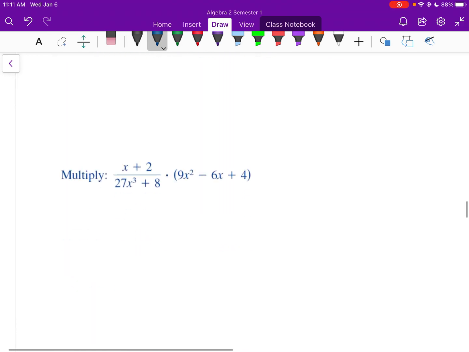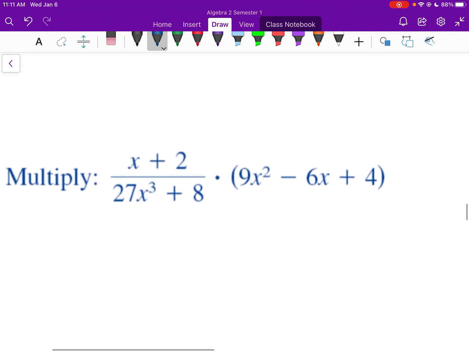Okay, so now, same thing. Multiplying, still need to factor. So I'm just going to go to each term and factor. One thing that will make this easier is to make this a fraction. If it's just a single expression like that, put it over 1.